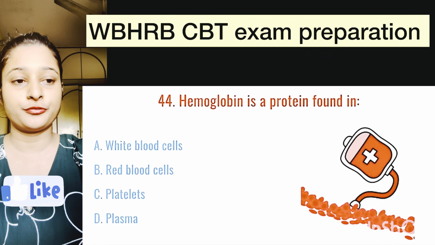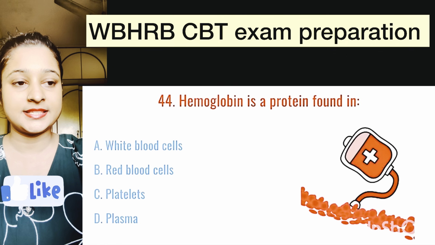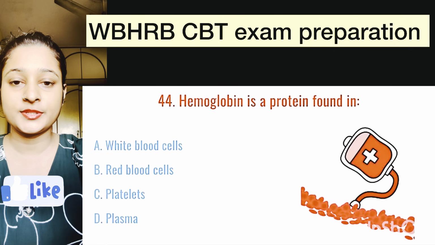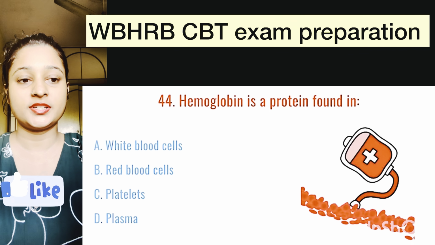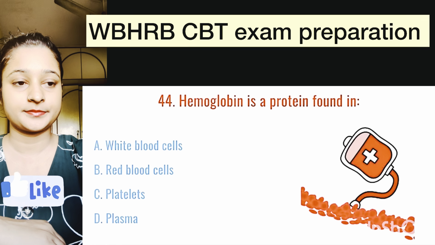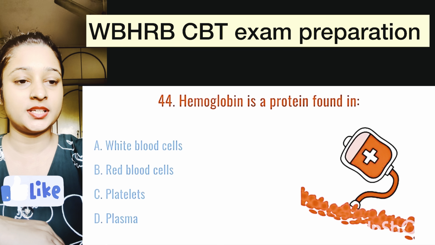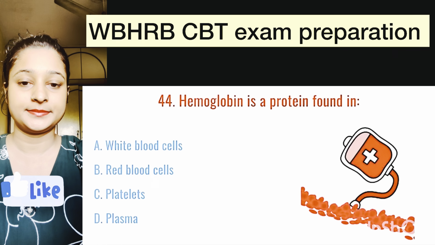Question number 44 is, hemoglobin is a protein found in. Option A is white blood cell, option B is red blood cell, option C is platelet and option D is plasma. Here correct option is option B red blood cell.